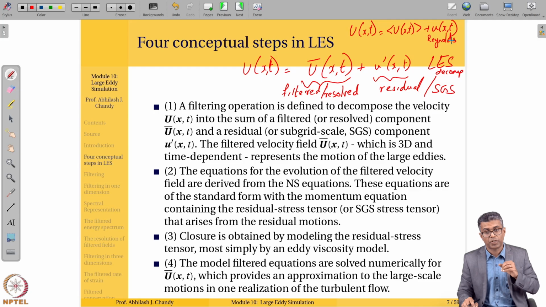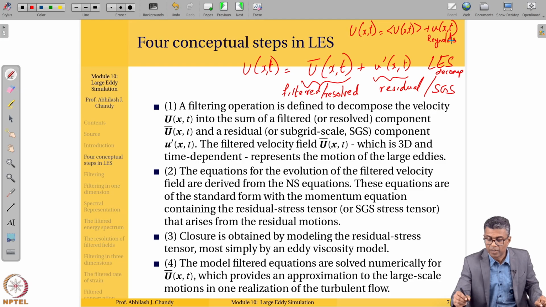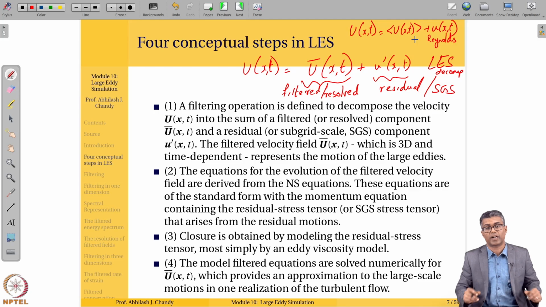Now, let's focus on the LES part. The filtered velocity that you get is 3D and it is transient. It is time dependent. Okay, it is 3D and it is time dependent. Here, when you take a mean of this, it is no longer transient, right? It is no longer transient because you are taking a time average of it in the Reynolds decomposition.